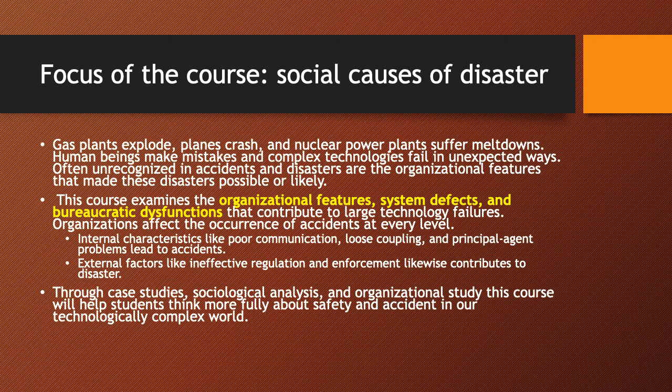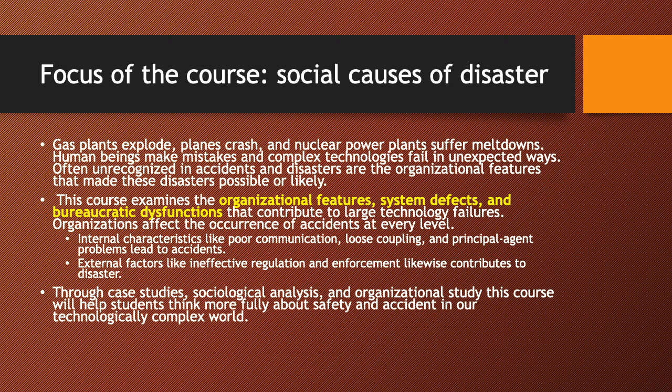I think the Boeing 737 MAX story of the past year and a half or 2 years is very illustrative because it demonstrates both organizational failure, engineering failure, and also really serious bad consequences for hundreds of people who were killed in crashes and also huge financial costs for the corporation. So the course is focused on identifying the organizational features, the system defects, and the bureaucratic dysfunctions which contribute in many cases to large technology failures. Organizations affect the occurrence of accidents at every level. That is sort of the defining premise of this course.